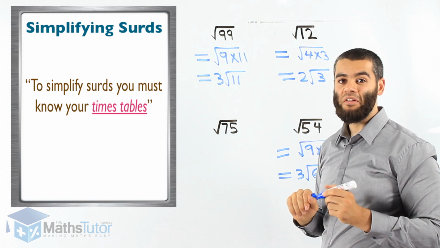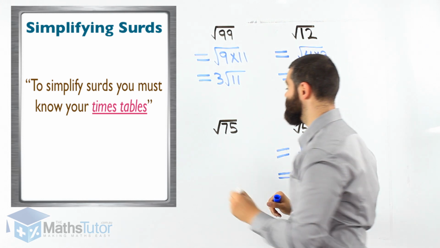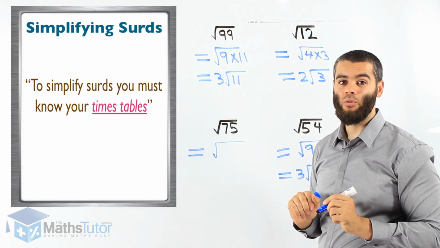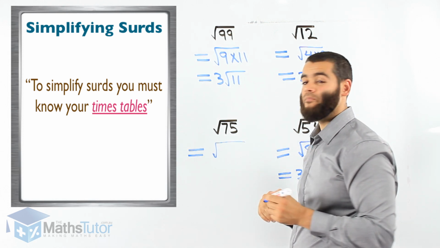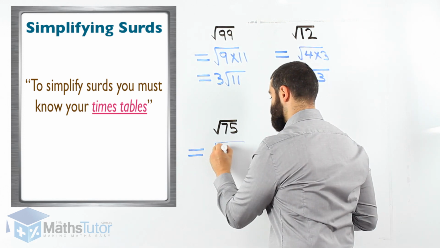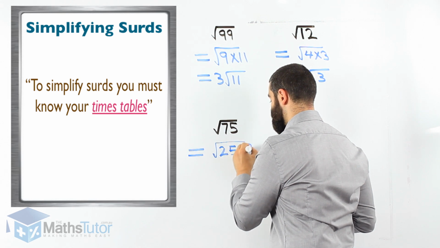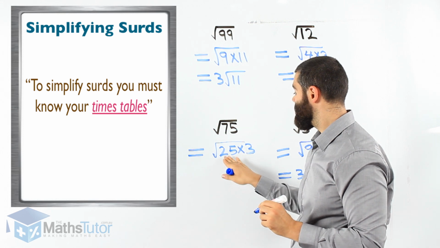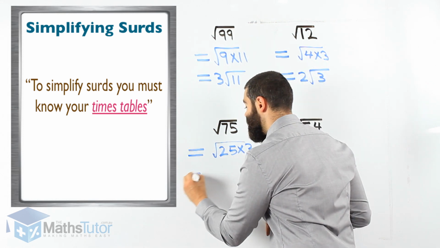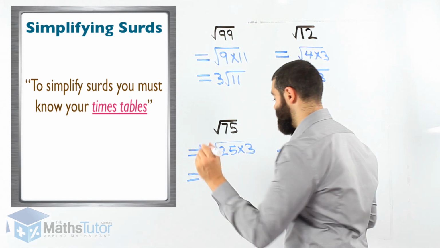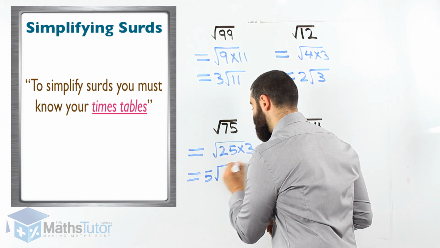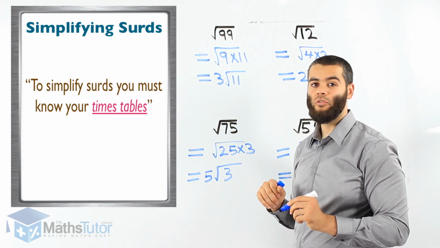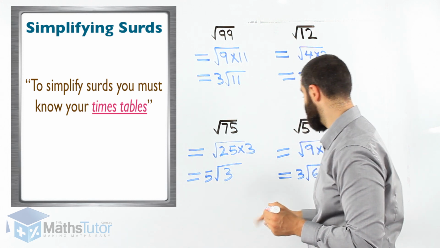Root 75. Once again, two numbers that multiply to get 75. Remember, one of them must be able to square root. What are they? 25 times 3. 25 times 3 makes 75. Which one square roots? The 25 square roots, and it becomes a 5. The square root of 25 is 5. It comes out of the square root sign, and the 3 stays in. So our answer, 5 root 3, which in fact means 5 times root 3.